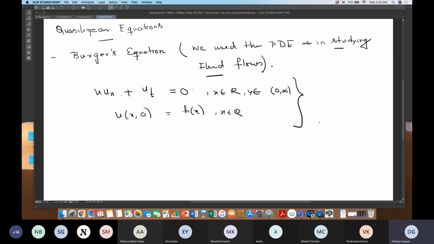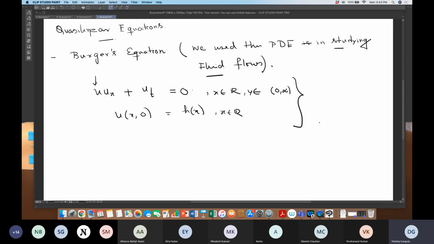What type of problem is it? Quasi-linear. Why? Because of the coefficient of the highest order derivative. What is the highest order derivative here? u_x and u_t. These are the highest order. The coefficient of the highest order derivative will have a term.